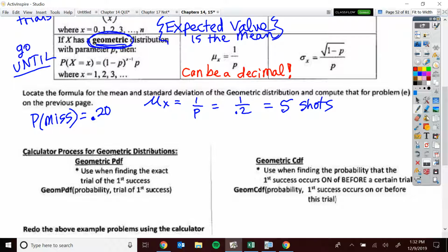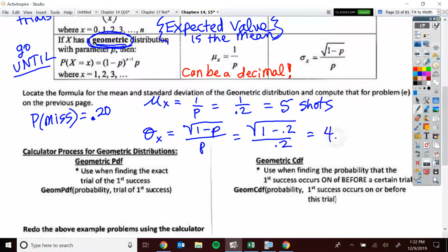Okay, let's do the standard deviation. So our standard deviation formula was the square root of 1 minus p over p, which in this case is this. When you plug them in, that's 4.47 shots.